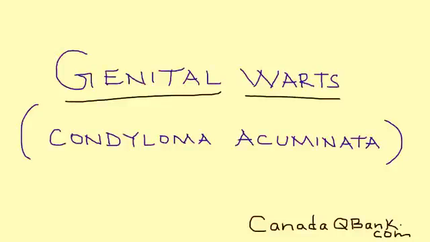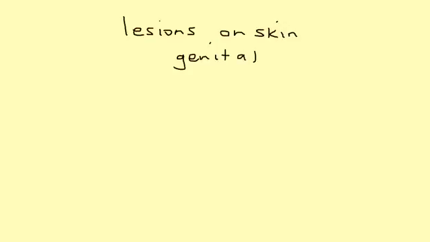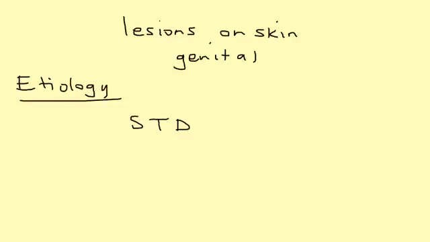Genital warts, or Condylomata Acuminata, is the topic. Essentially what we're talking about are these lesions on the skin, and for the most part in the genital area, although they can also appear in the mucous membranes. Now, the cause or etiology is rather important. These are sexually transmitted. It can definitely be thought of as an STD, and they're transmitted via skin-to-skin contact.